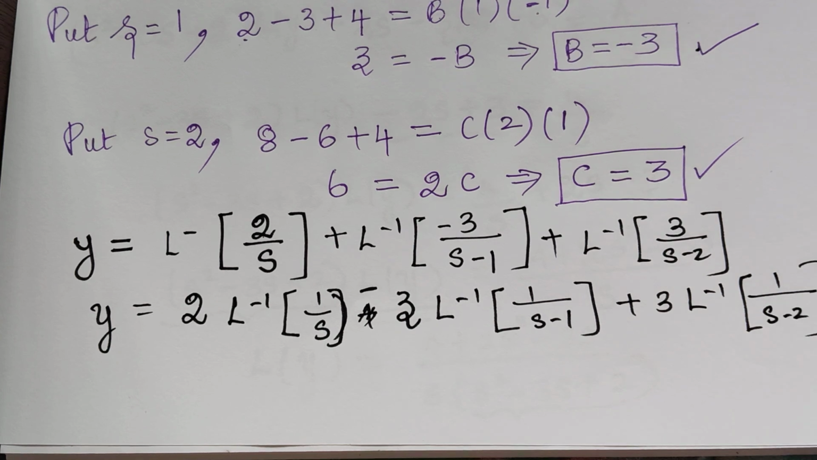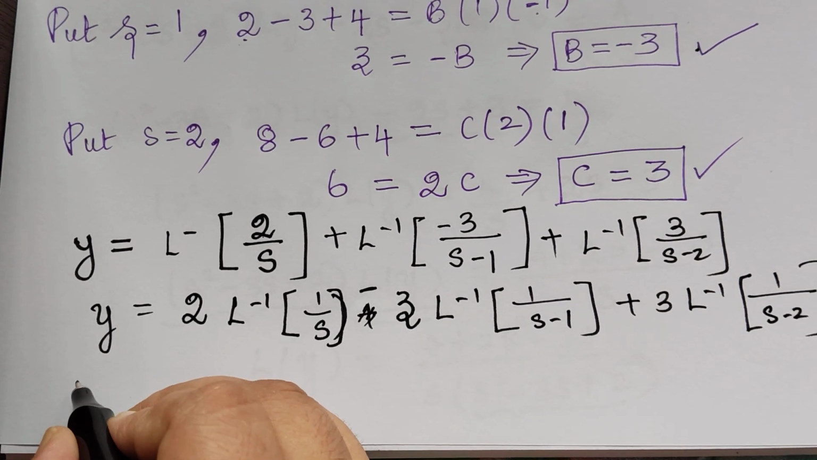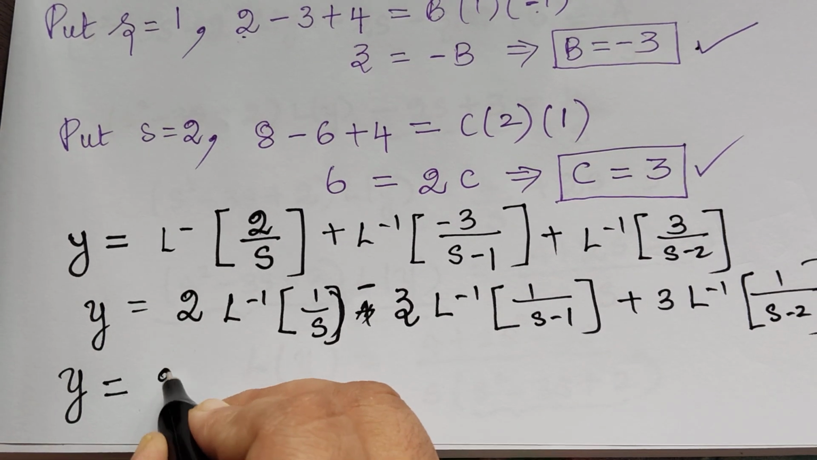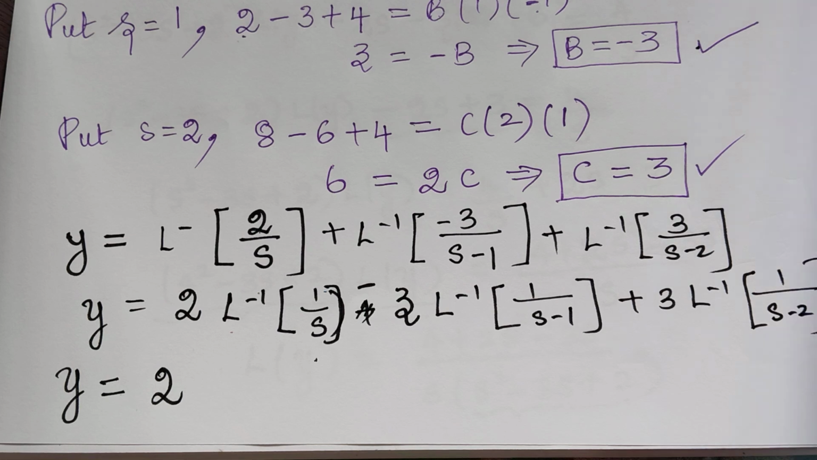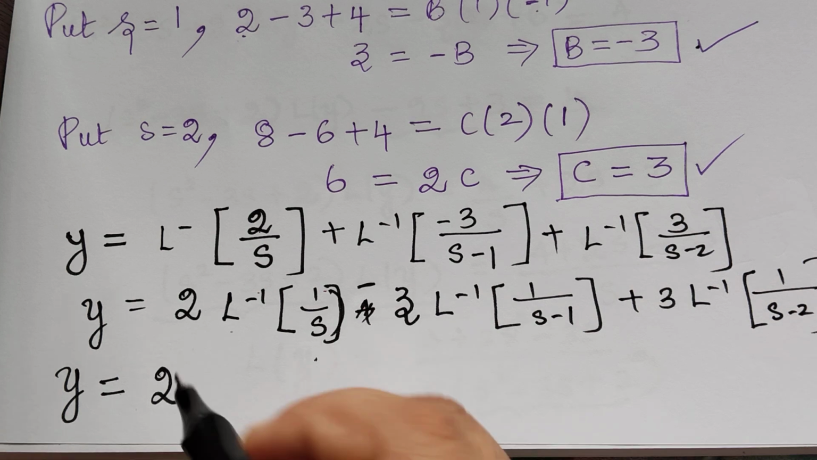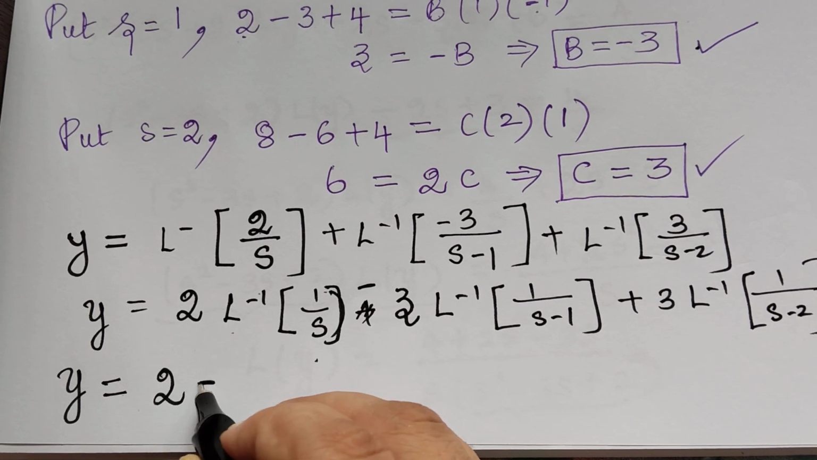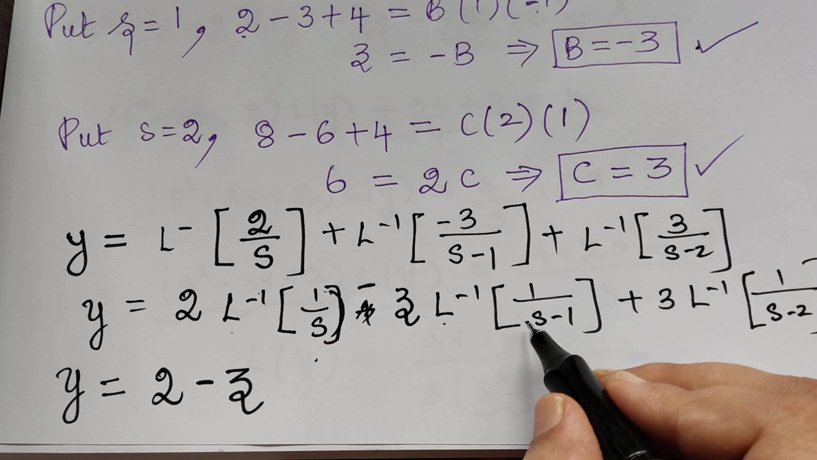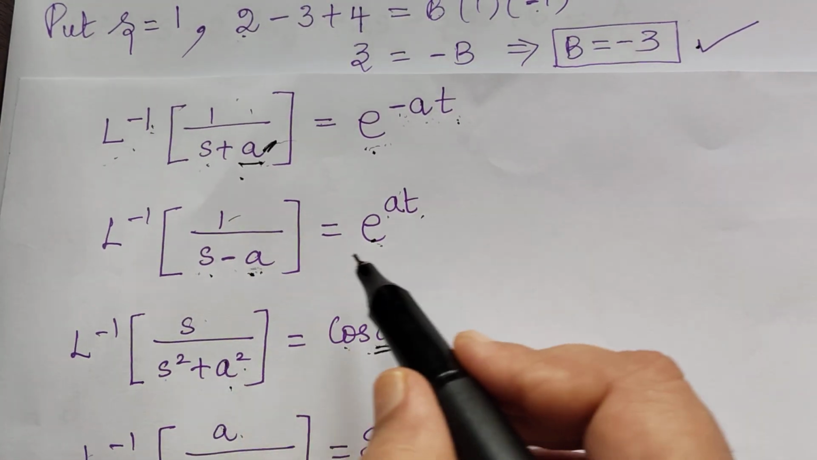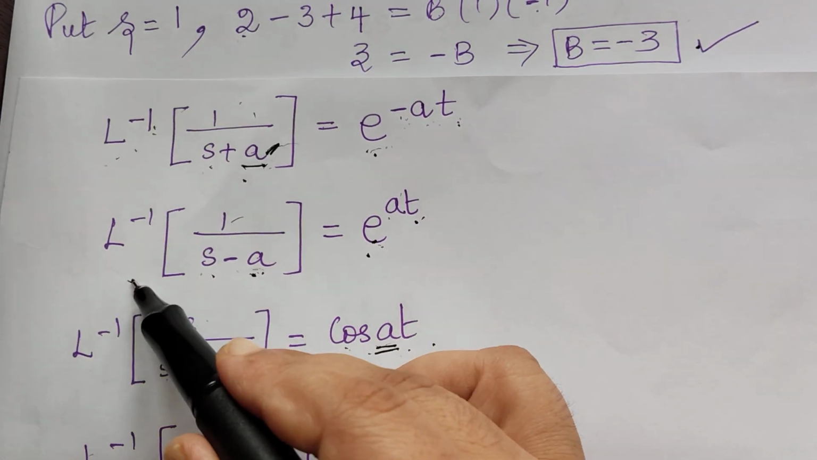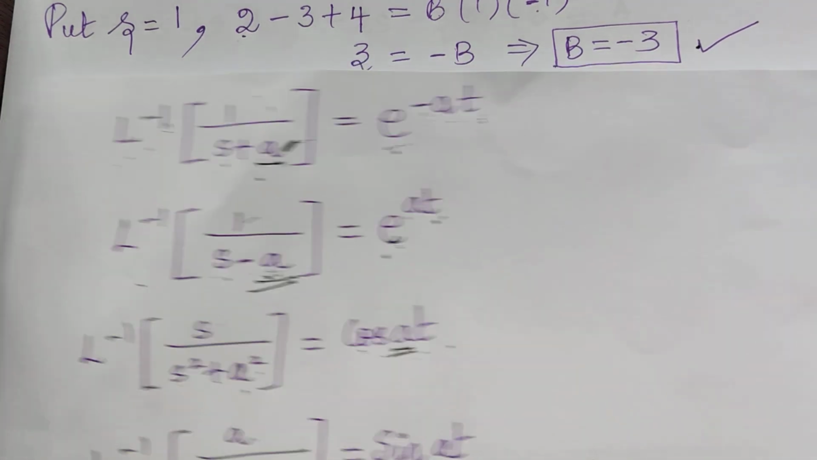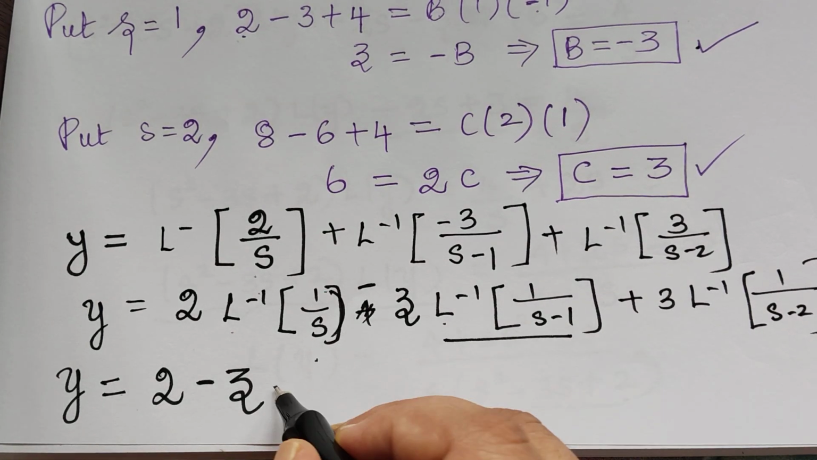Now we shall apply the formula. So y will be equal to, so 2 multiplied with Laplace inverse of 1 by s is what? By the formula we know that Laplace inverse of 1 by s is 1. So 2 multiplied with 1, so it will be 2 only. Minus 3, what is Laplace inverse of 1 by s minus 1? We know that the Laplace inverse of 1 by s minus a is e power at. Now if we want Laplace inverse of 1 by s minus 1, the value of a is 1. So e power t is the answer over here.